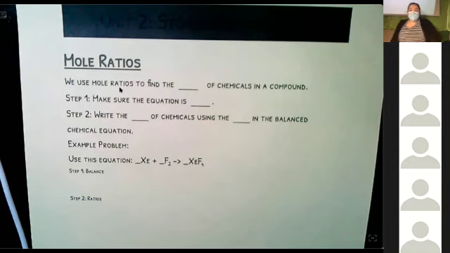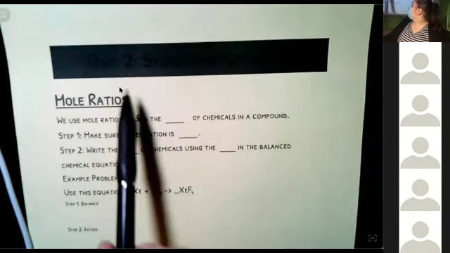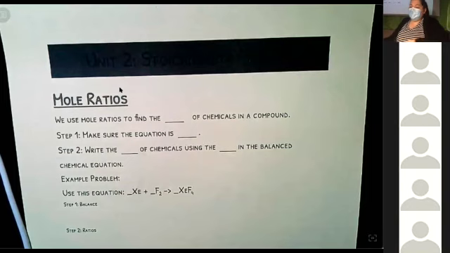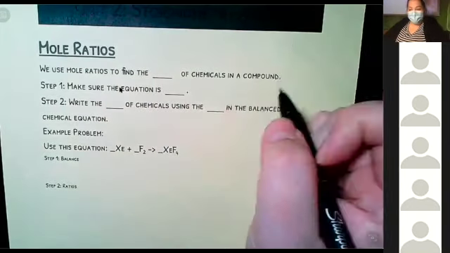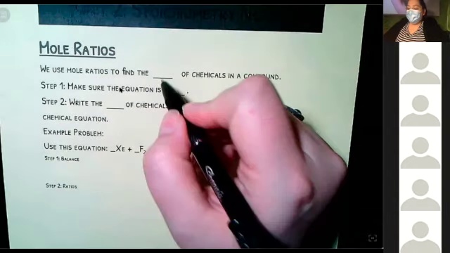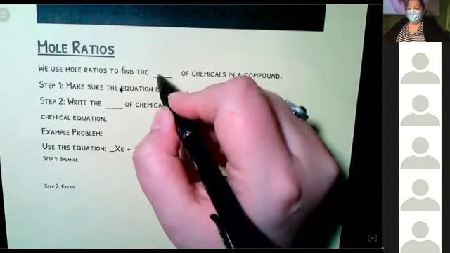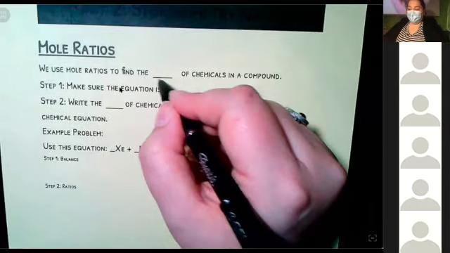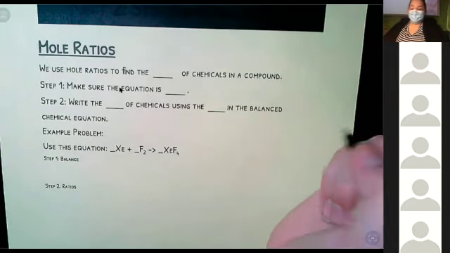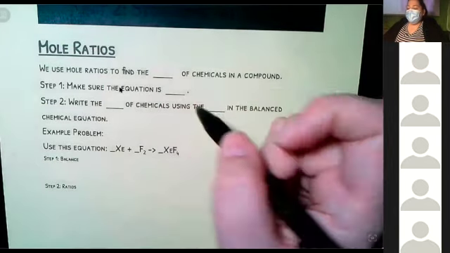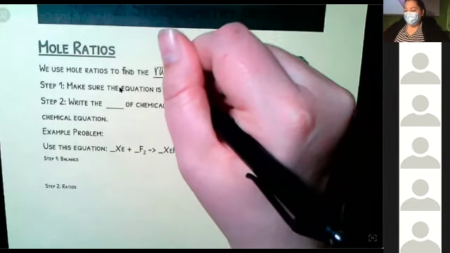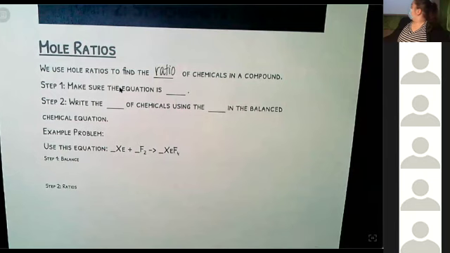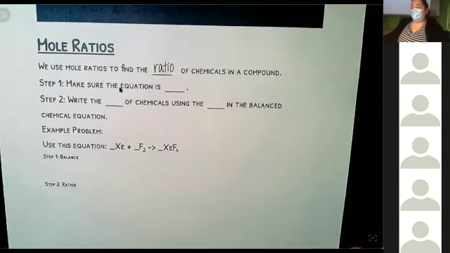Okay. So if you're using the digital copy of these notes, this black bar up here will actually be bright red. But we're going to fill this in. And for my Zoom folks or whoever's using it digitally, you do not have to erase this underline. You can just click right on the little blank and start typing, and it'll put your answer there. Okay. So we use mole ratios to find the ratio of chemicals in an equation or in a compound.